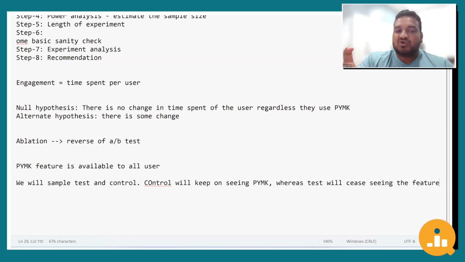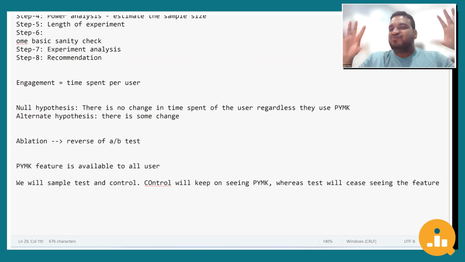So this is called ablation, whereas earlier in A/B testing, none of your users have this feature available, and then we find a small group of users and we start showing them this feature. In ablation, we do the reverse. Everyone is seeing the feature, and then we find a group of users which are a random sample, and we stop their access to the feature. So that is called ablation. So ablation would be a more useful concept.